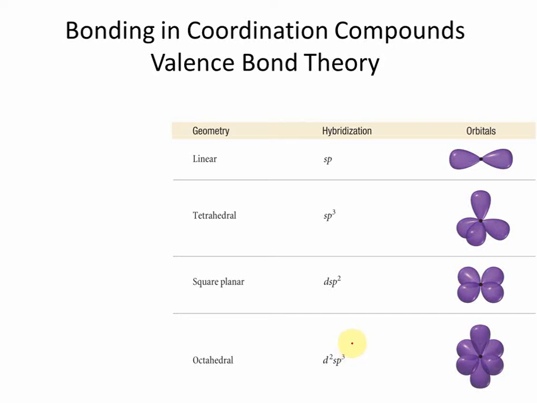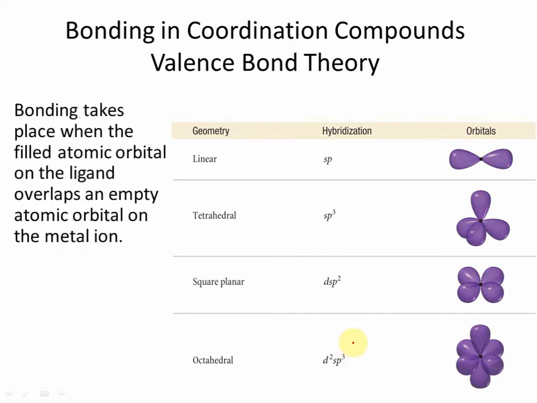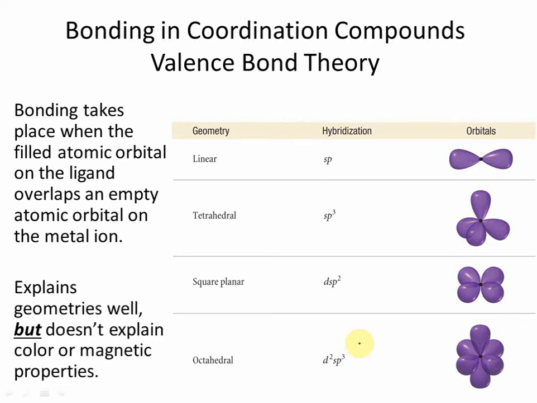Now remember, bonding takes place when the filled atomic orbital on the ligand overlaps with an empty atomic orbital on the metal atom. So valence bond theory explains geometry as well, but it doesn't explain color and magnetic properties. So we have to have a different theory to better explain this.